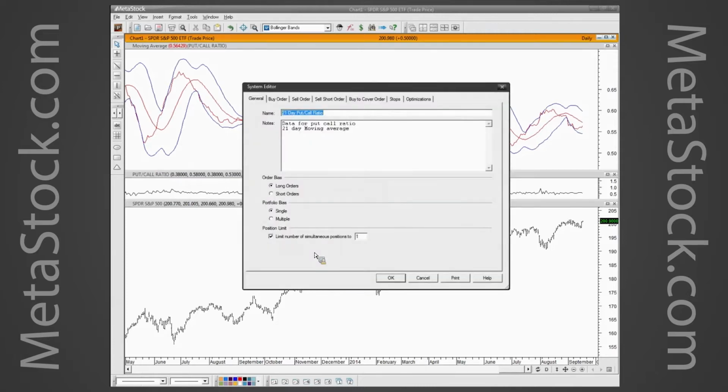So I'm going to click Edit. So we have our 21-day moving average, and then our Bollinger Bands on the 21-day average of PC ratio.